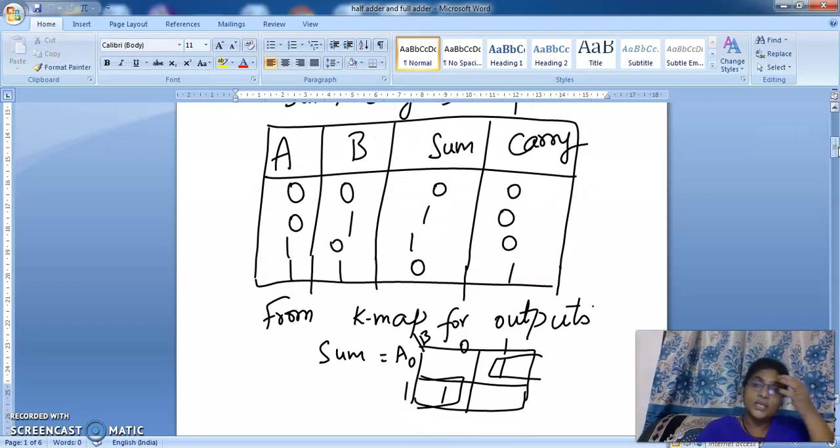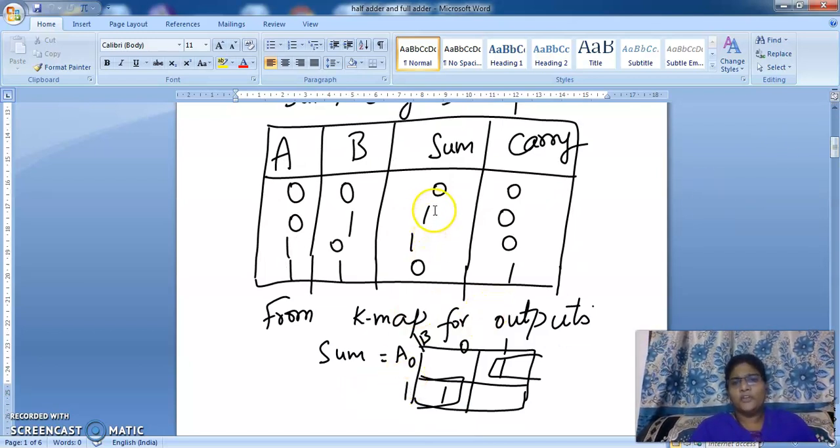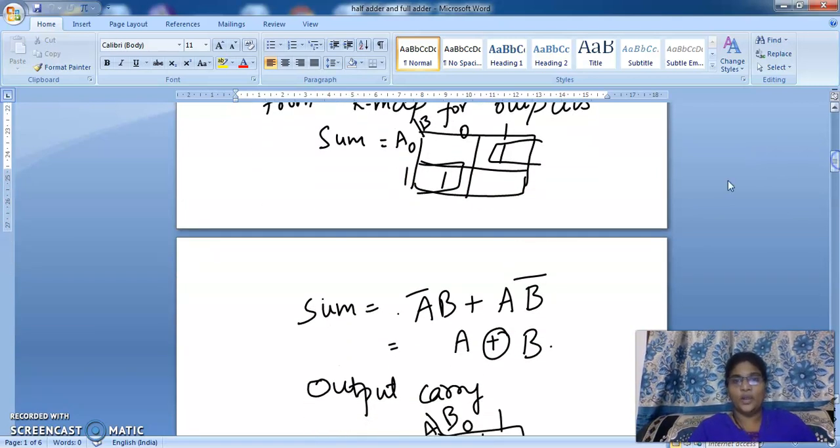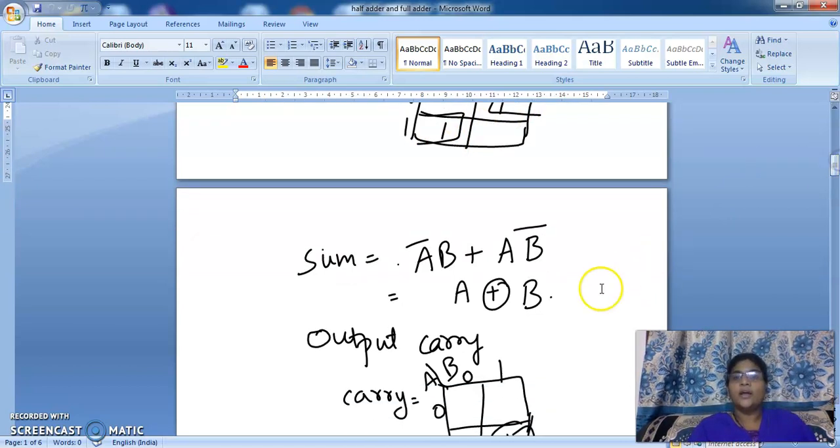First we will see the sum output. For sum, we need to check in which positions we have 1. See here, when A is 0, B is 1 and when A is 1, B is 0, the sum output is 1. So first draw that in the K-map, and if we observe these two ones, these are non-prime implicants, they are independent of each other. So you need to take both ones. Finally you can write sum is equal to A bar B plus A B bar. That is nothing but the XOR gate between A and B.